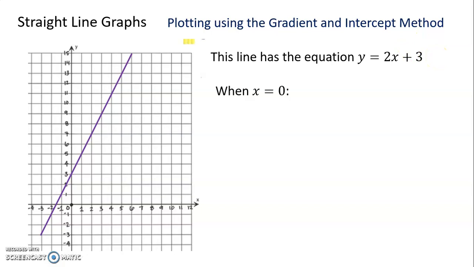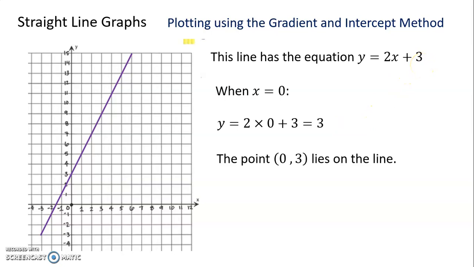Now, if I substitute into the equation here, x is 0, I know this equation is telling me that I can work out y by multiplying x by 2 and then adding 3. So 2 lots of 0 add 3 will give me a y coordinate when x is 0 of 3. So that means that the point (0, 3) is lying on this line, and if we go back to the graph, you can see it right here. This is the point (0, 3).